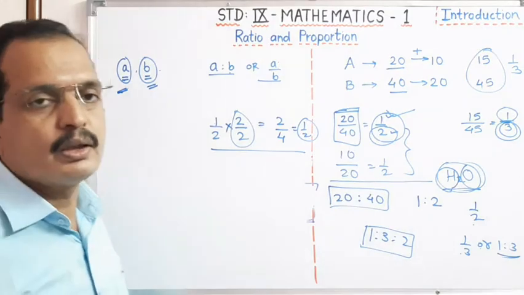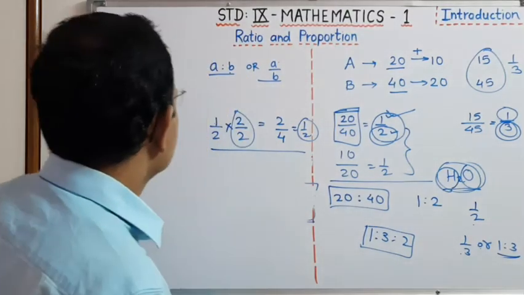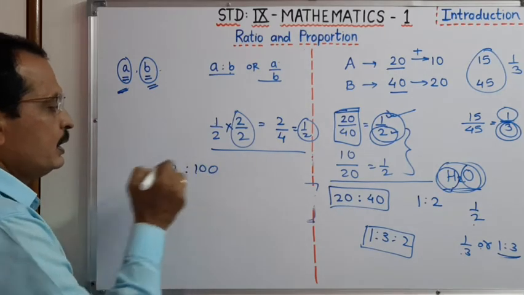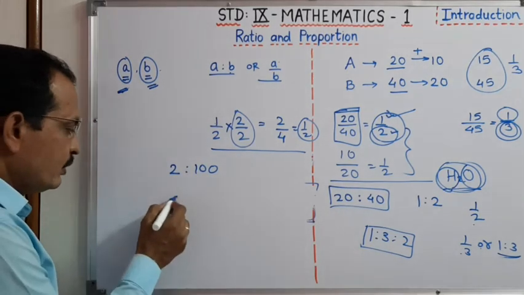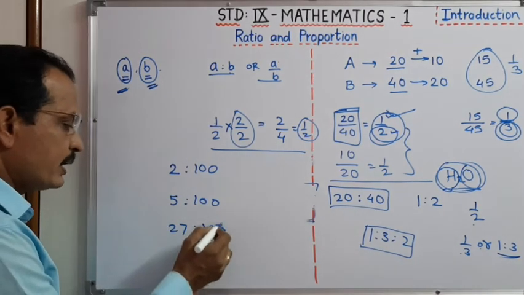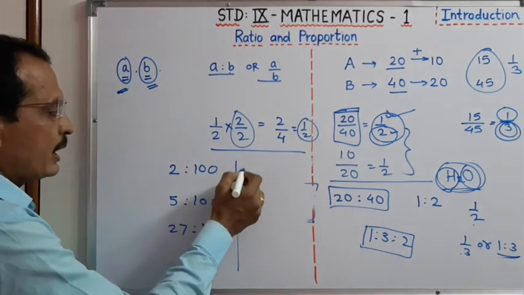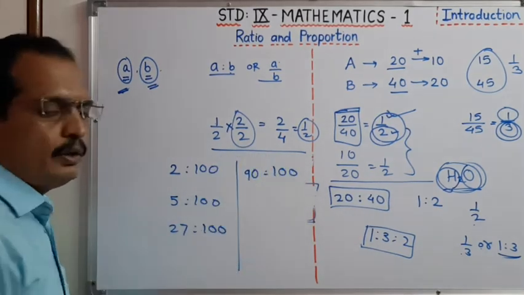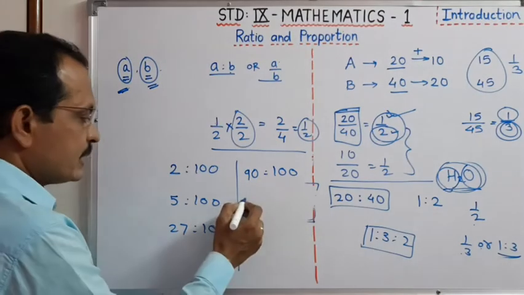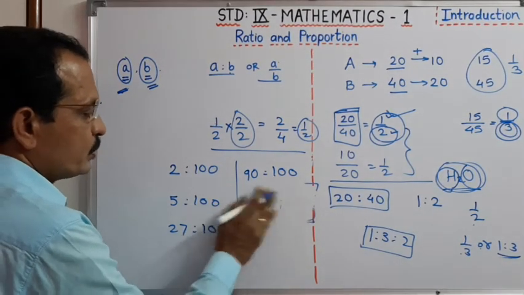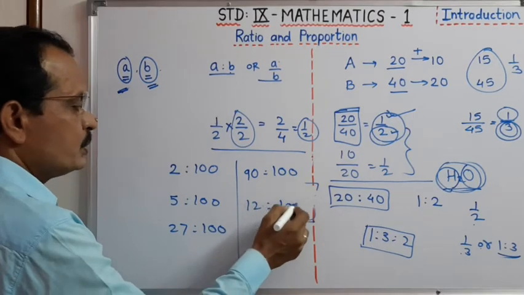Now we have to learn the third property. Suppose one ratio is given 2:100. Second, it is given 5:100. It is 27:100. And suppose I write here 90:100. And we can write 120 as 12:100.